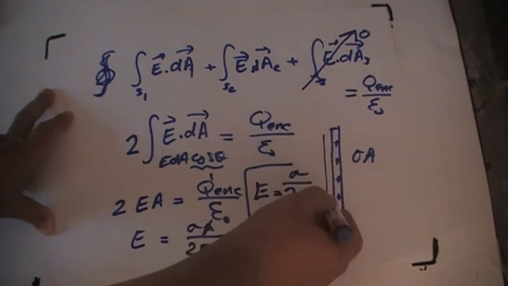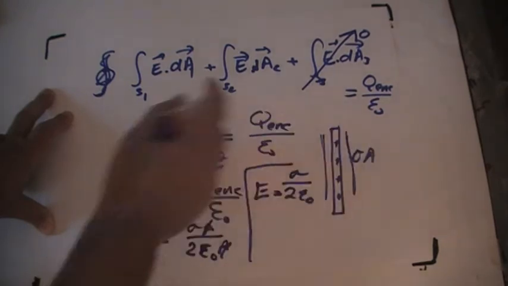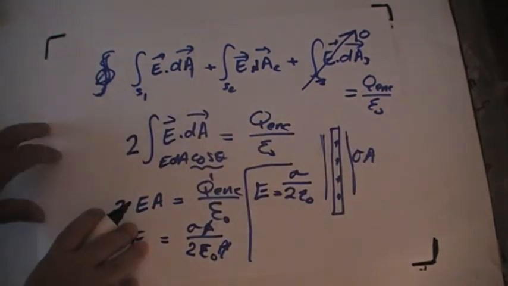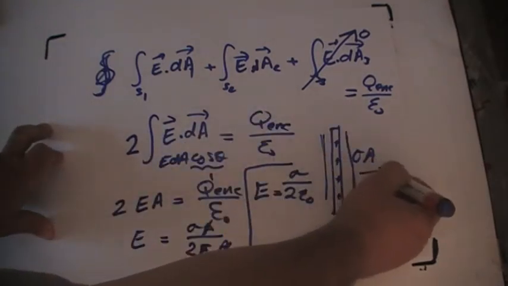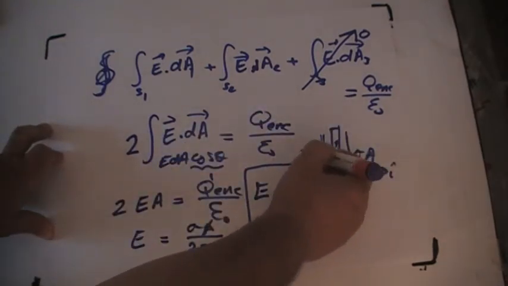That's in the region here near the plate, and in the region here near the plate. That's what the electric field is. If you're here, the direction of the electric field is i hat, and if you're here, the direction is minus i hat.